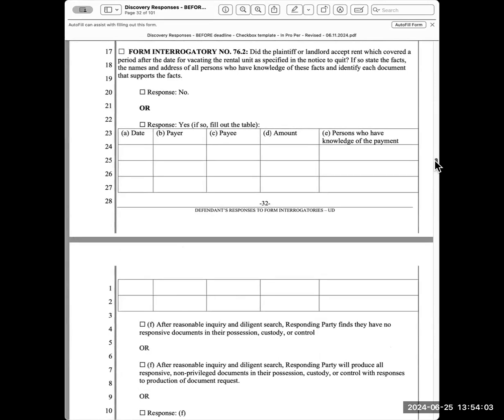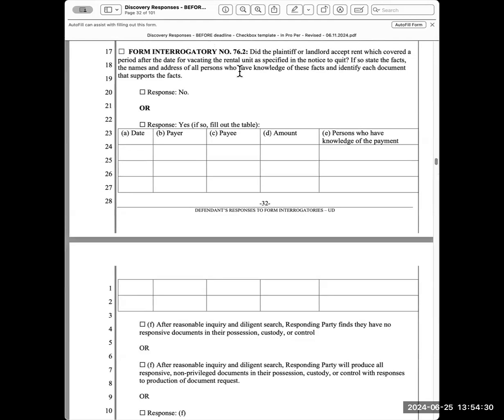76.2. Did the plaintiff or landlord accept rent which covered a period after the date for vacating the rental unit as specified in the notice to quit? If so, state the facts, the names and address of all persons who have knowledge of these facts, and identify each document that supports the facts. This is about when you're given a notice, especially when it comes to a notice to pay rent or quit.